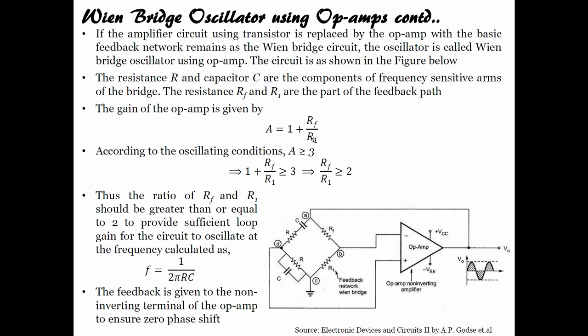According to the oscillation condition for Wien bridge oscillator, A should be greater than or equal to 3, that means 1 plus RF by R1 should be greater than or equal to 3, or RF by R1 should be greater than or equal to 2. So, we can adjust the values of RF and R1 such that the value comes greater than or equal to 2, right. For the oscillation to occur, the frequency calculated is f equals 1 by 2 pi RC. Feedback is given to the non inverting terminal of the op amp to ensure the 0 phase shift, right. You can see here, feedback is given to the non inverting terminal so that we have a 0 phase shift at the output, right.